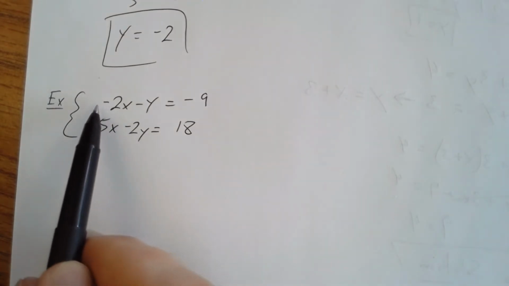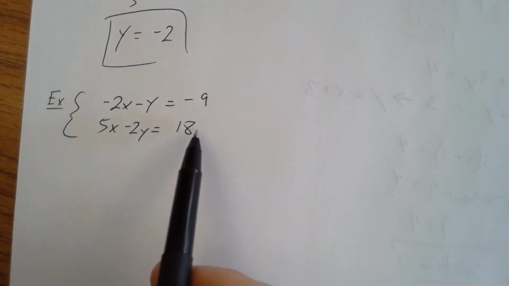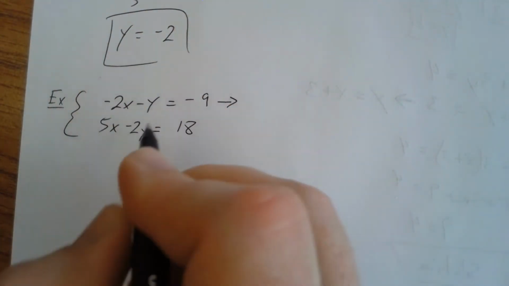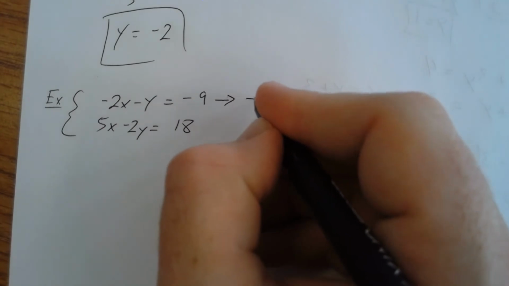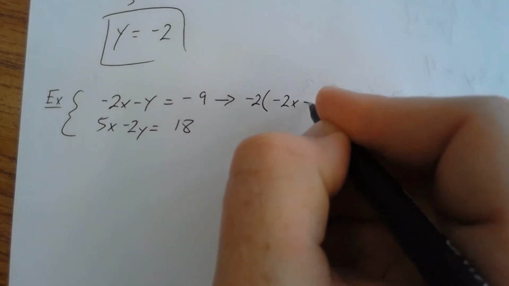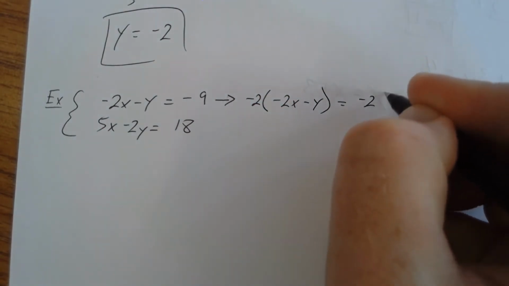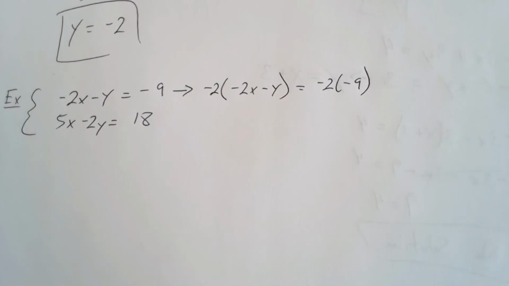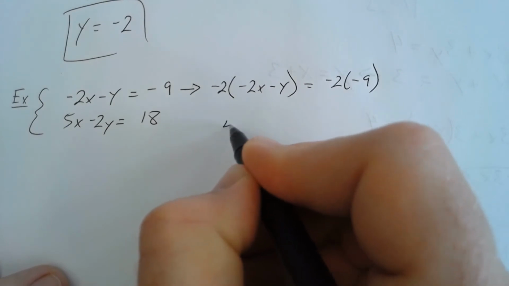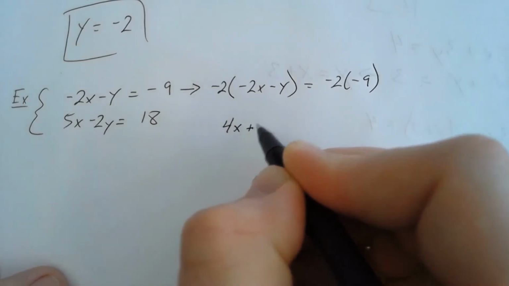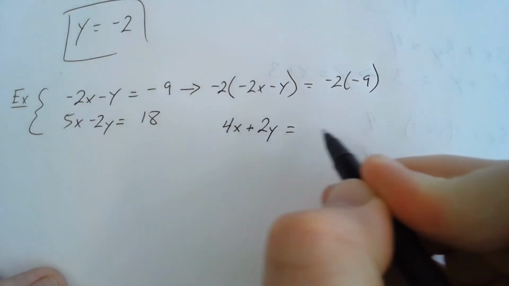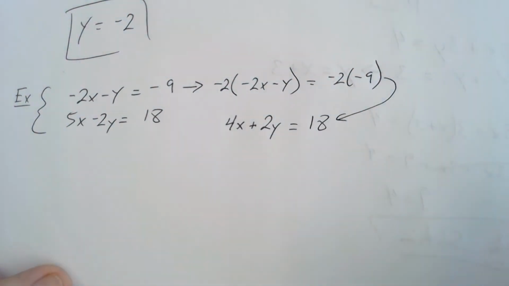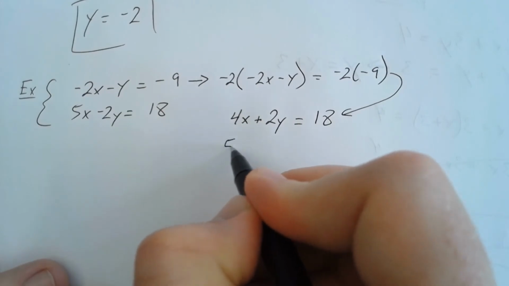So in this case, I can multiply the top by 5 and the bottom by 2, or I can just be lazy and multiply just the top, the entirety of the top equation, by negative 2. So I'm going to go ahead and do that. Negative 2 multiplied by negative 2x minus y equals negative 2 multiplied by negative 9. This provides me with the equation positive 4x plus 2y equals positive 18. That's my first equation. I'm going to draw an arrow to show that, and then write the second equation just below it.